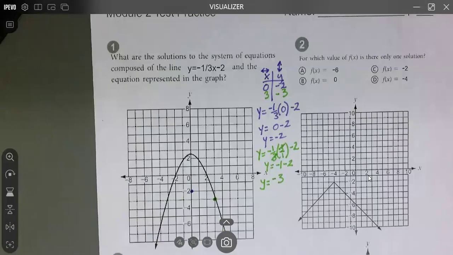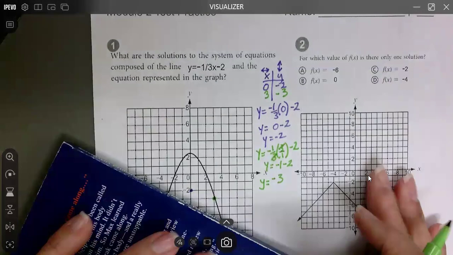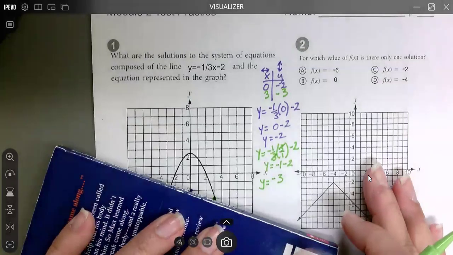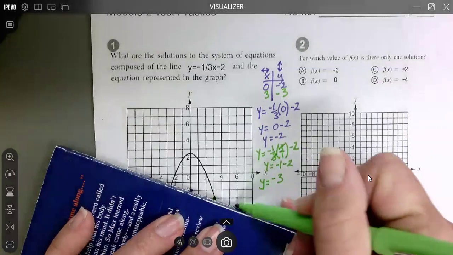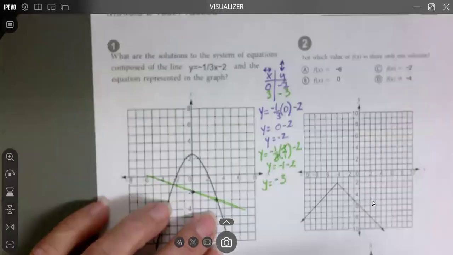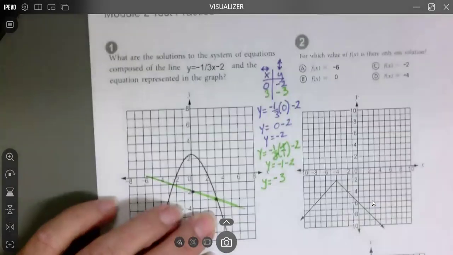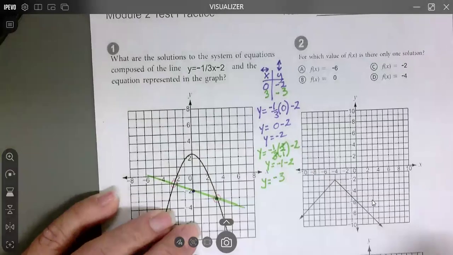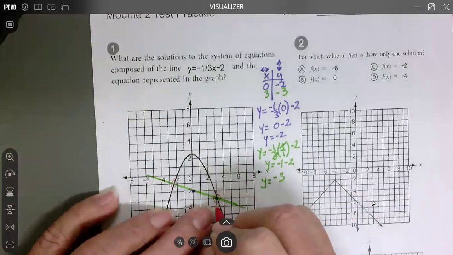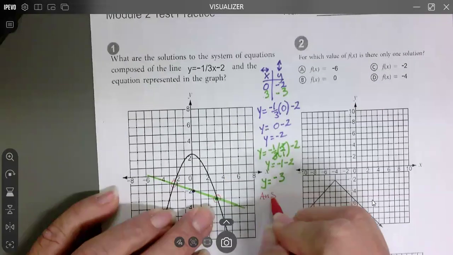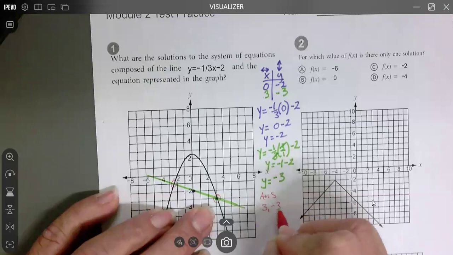Super cool if you could use a straight edge every time you connect dots that you know are going to be in a line. And we do that. And so then our answer is going to be this point here and this point here. So where our green line touches our parabola. And so this one is lovely because that's this one right here. So the answer is going to be 3, negative 3.